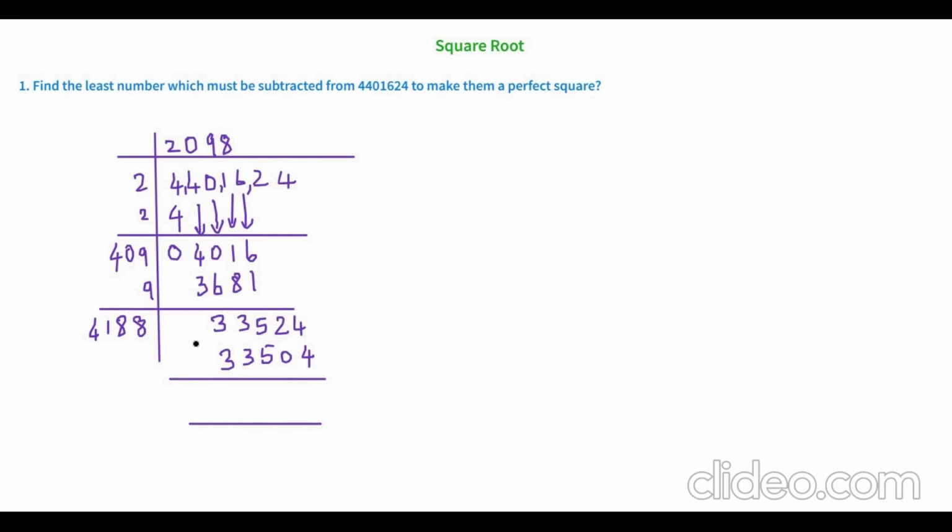Now let's subtract this and see what we have. When we subtract these two, we get 20. So 20 is the remainder here. This is the square number. So it's very easy. Whatever is remaining, we will tell that 20 must be subtracted from 44 lakh 1624. Isn't it easy? We just take the remainder and say that this number must be subtracted from this. So 20 is the answer. We will do the division method of a square root and whatever is the remainder we will subtract it.